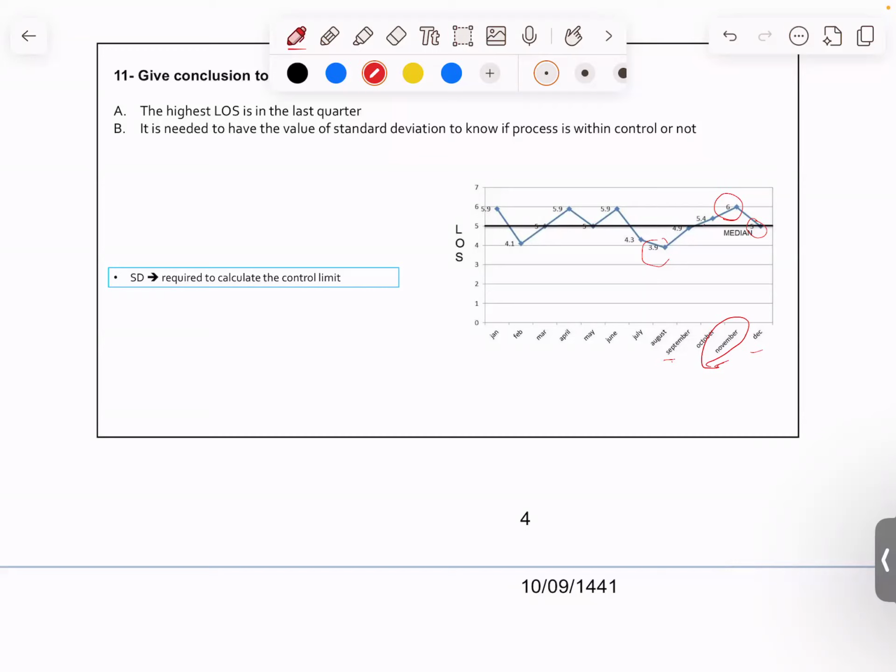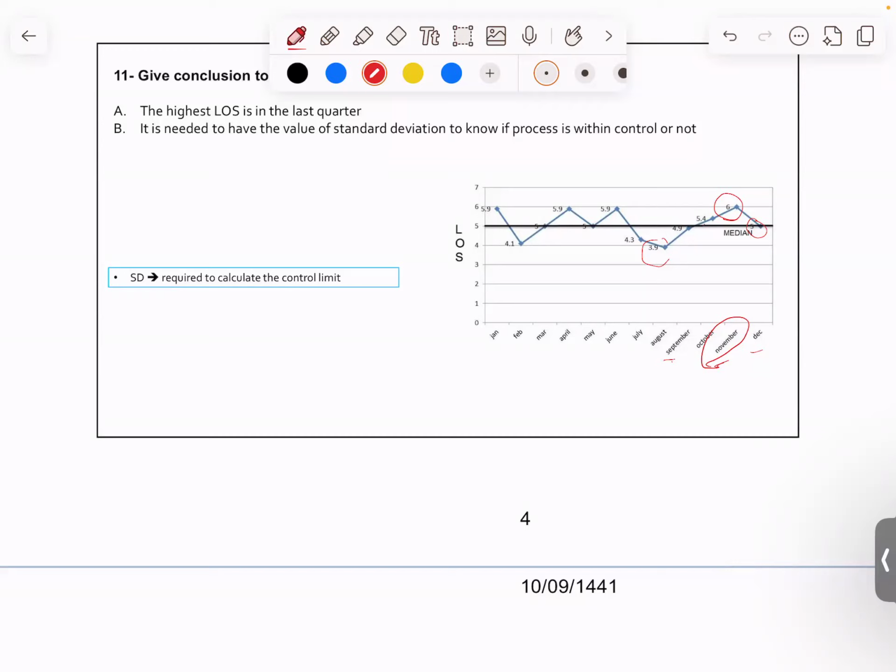Okay, now what do we need here? We need to calculate the standard deviation to check if this process is under control or not. The question here is asking, why do we need to calculate the standard deviation? You use it to determine the upper control limit and the lower control limit.